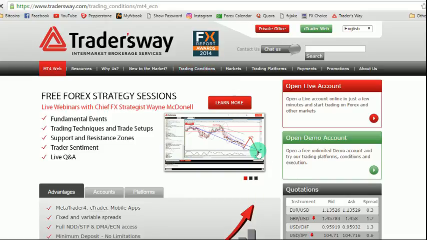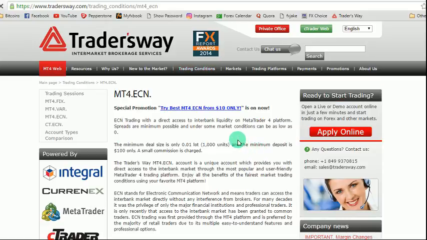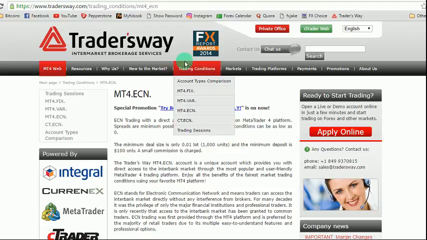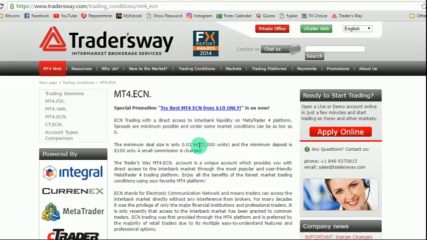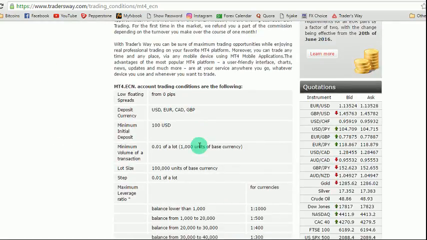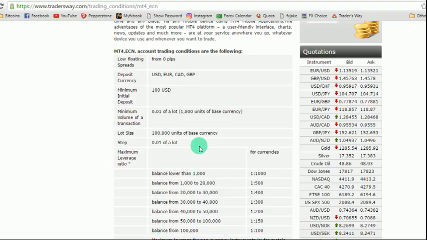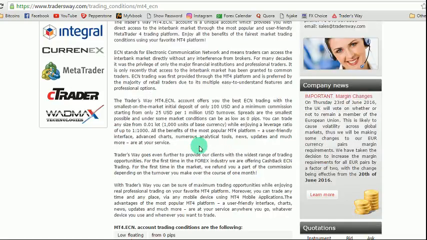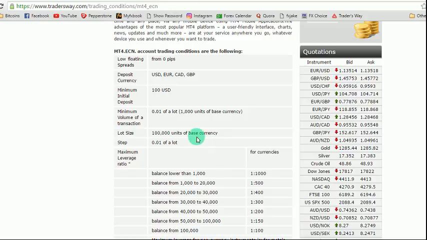When you first visit a broker website, you always look for trading conditions. Whatever broker website that is, it will always be available. Now, on Traders Way, there are various accounts. So let's just check this MT4 ECN, and it's actually the one I'm using right now. On the MT4 ECN account, you just need to look for this part: minimum volume of a transaction.